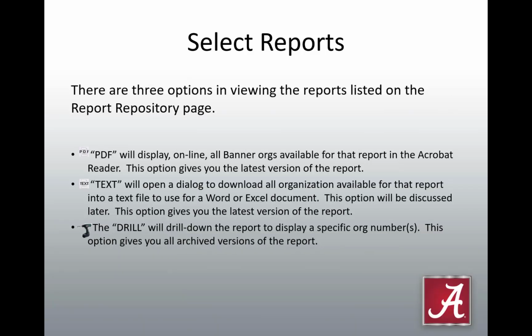There are three options in viewing the reports listed on the report repository page. PDF will display online all Banner orgs available for that report in the Adobe Acrobat Reader. This option gives you the latest version of the report. Text will open a dialog to download all organizations available for that report into a text file to use for a Word or Excel document. This option will be discussed later. This also gives you the latest version of the report. The drill will drill down the report to display a specific org number. This option gives you all archived versions of the report.